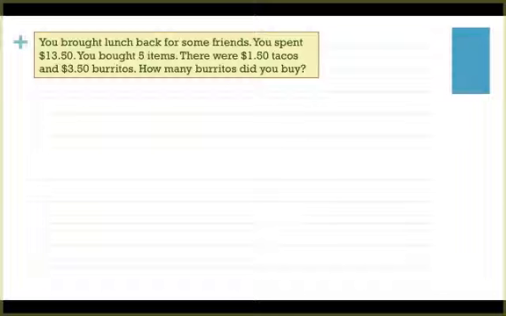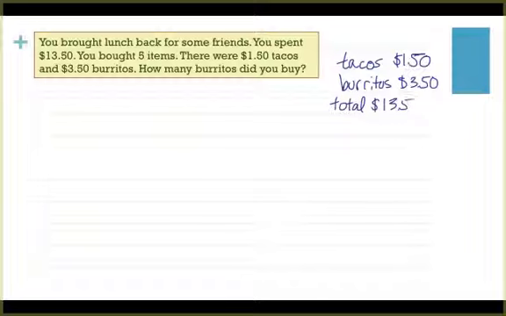So this time, remember I said sometimes they're going to ask you for all the answers, and sometimes they're just going to ask you for the answer to one. So we're dealing with tacos and burritos. Tacos are $1.50. Burritos are $3.50. Ooh, decimals, yuck. And there's a couple different totals. We've got total money of $13.50 and total items of 5.